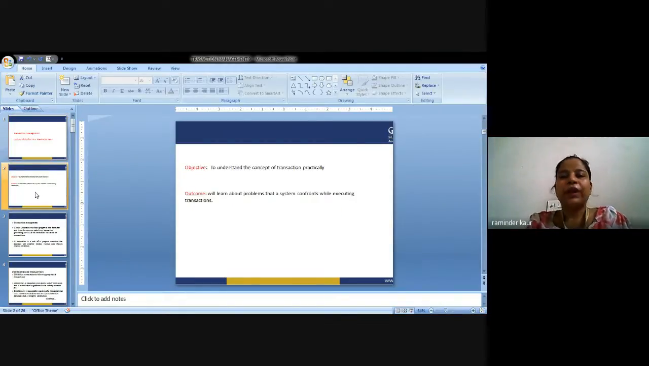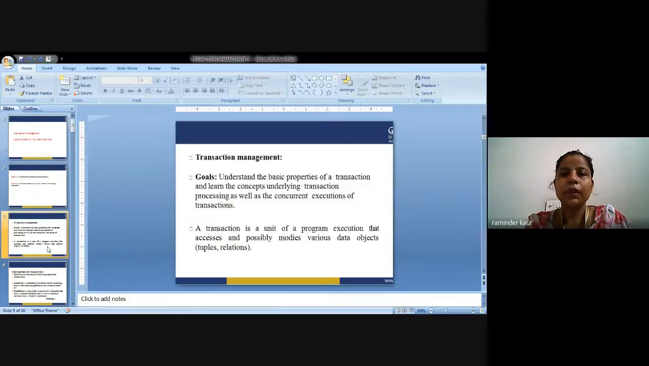So, what is the objective? To understand the concept of transaction practically. Outcomes: you will learn about the problems that a system confronts while executing transactions. Now, what is the goal of transaction management? To understand the basic properties of the transaction, so that you will understand how concurrent executions take place in a particular system.